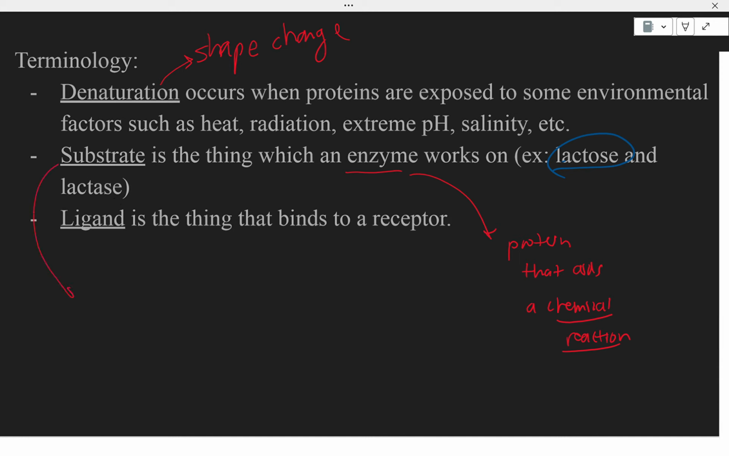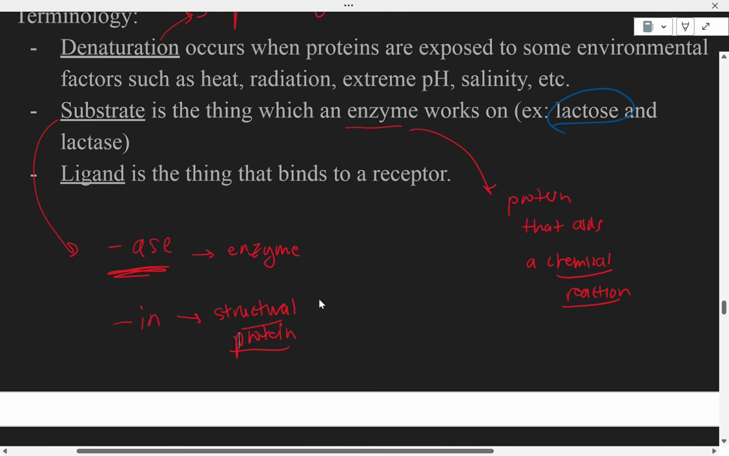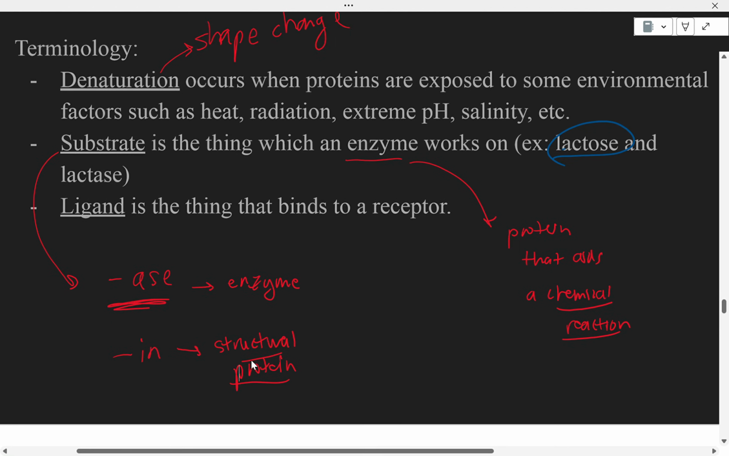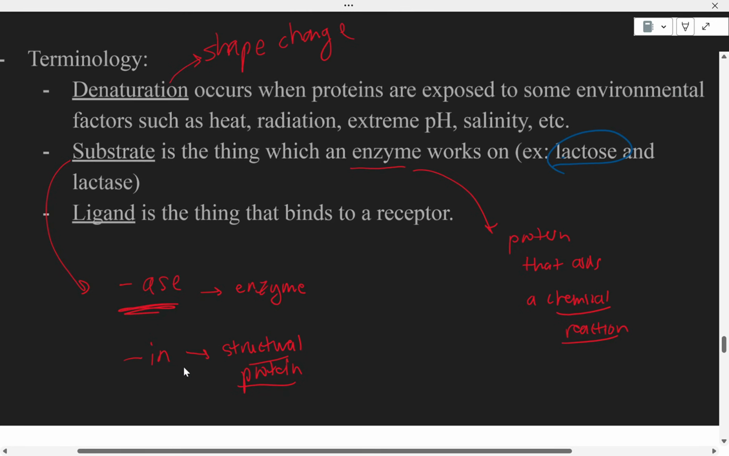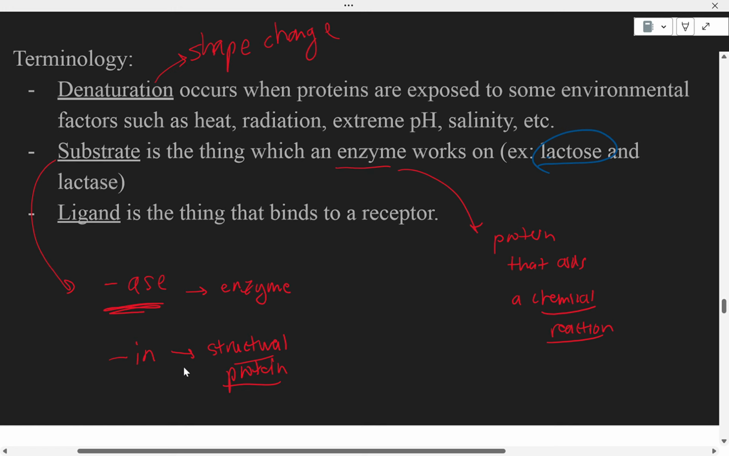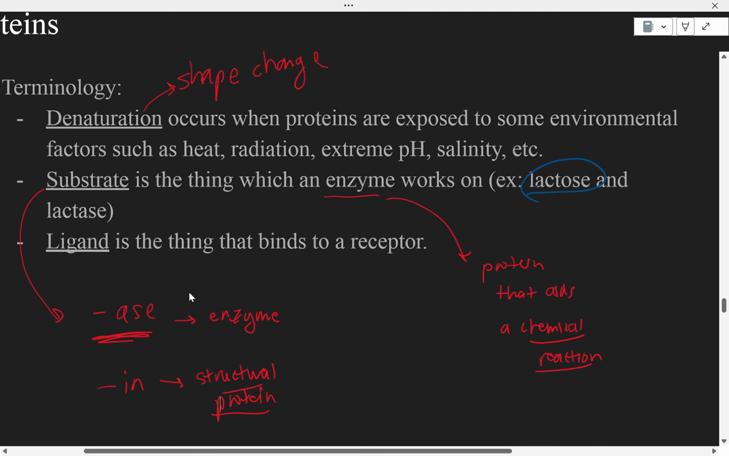Oh, and also one thing I forgot to include here is that when you see the ase ending here, pretty much always that's going to be an enzyme. And if you see this IN ending here, then it'll probably be a structural protein. If you recall, structural proteins like keratin, tubulin, actin, myosin, etc. are just proteins that are used to reinforce the cells or reinforce some structure.